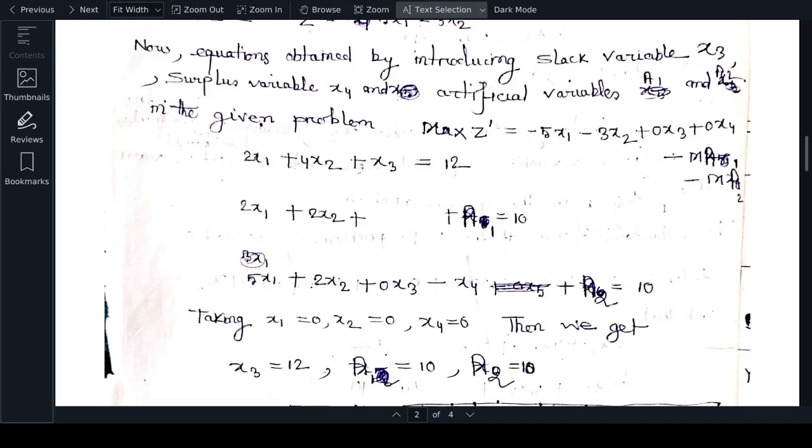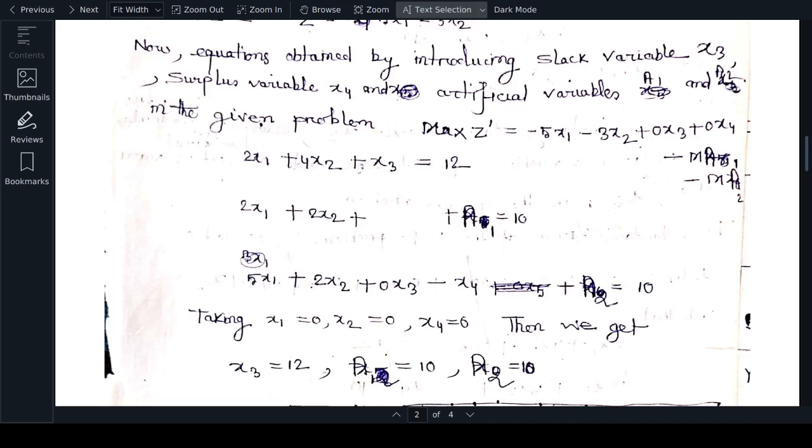So if you do not use A2 here, you cannot get the identity matrix column, the third column. And without using A1, in equation 2 you cannot get the second column of the identity matrix. Next you see Z dash equal to CB into XB.